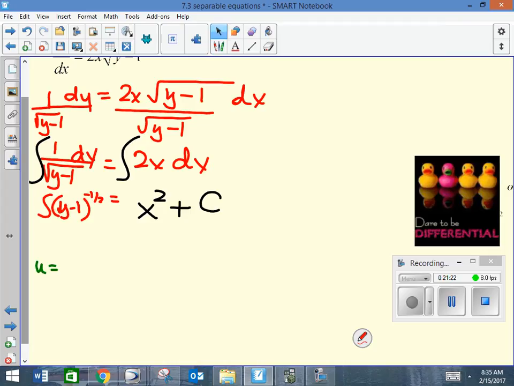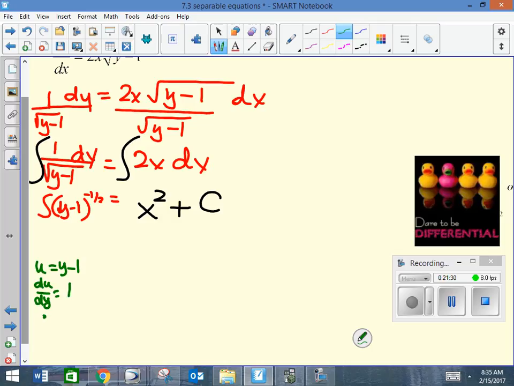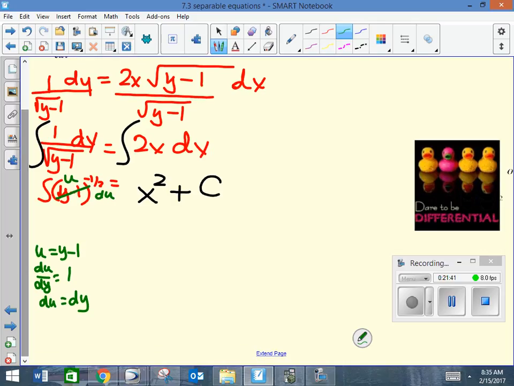Okay, so u is still y minus 1. du/dy is what? 1, so du and dy are the same. So this is now going to become du. This is now going to become u to the negative 1/2. Okay, so now we have u to the negative 1/2 du to integrate.